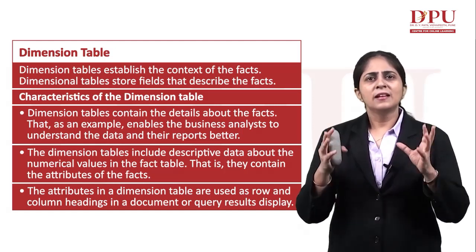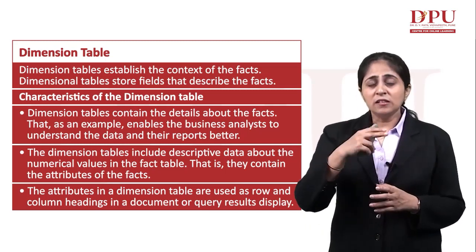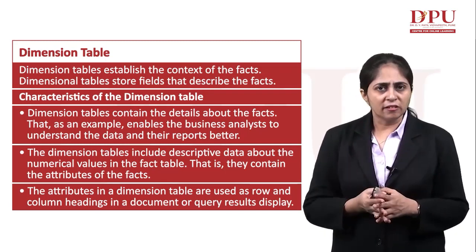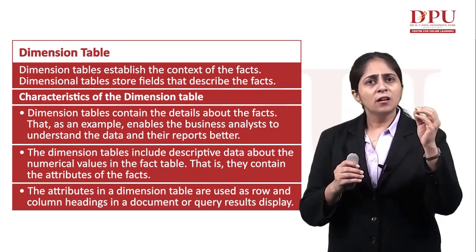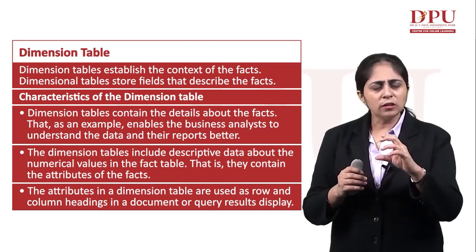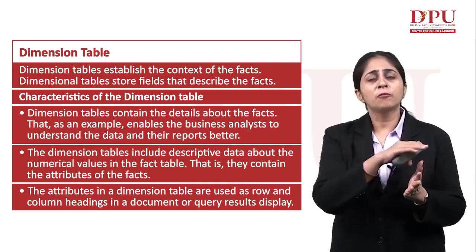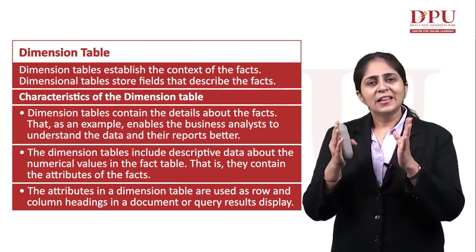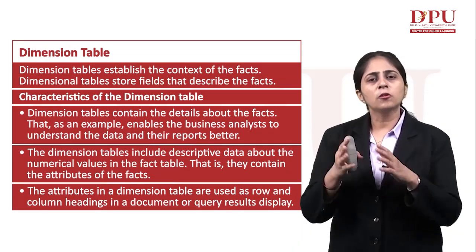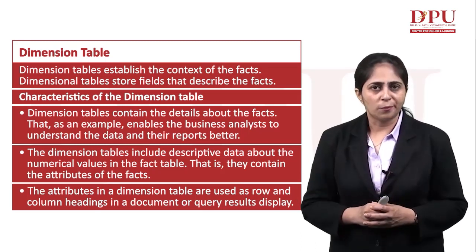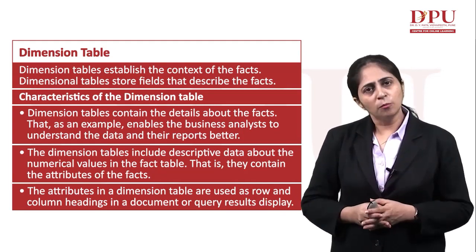So dimension tables will establish the context of the fact. These two, fact and dimension, are interrelated. Fact is representing the exact value and dimension will represent the reference to what this value is representing. The fact table will have a number of rows in which all the values will be there. In the dimension table, we have the column headings, like what dimensions we can view our data from. So these two are important concepts of our dimensional modeling.